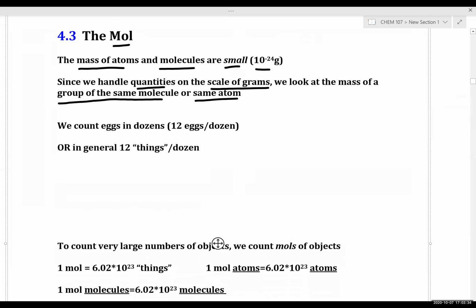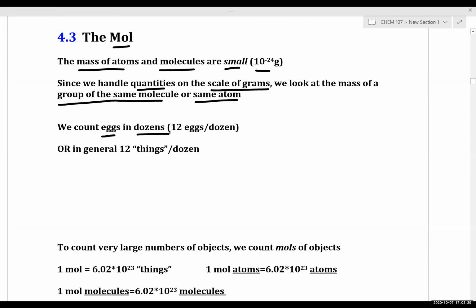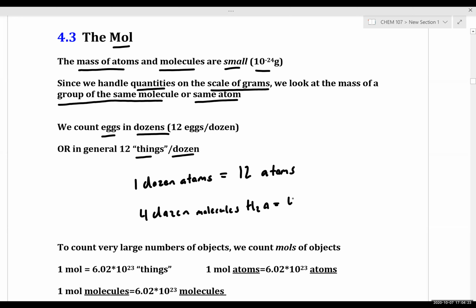Now, to help us understand this analogy, we count eggs in dozens, right? This is a unit of counting. A dozen implies that we have 12 things per dozen. So for example, if we have 1 dozen atoms, we would have how many atoms? What does a dozen represent? 12. Well, exactly right. By the same token, if we have 4 dozen molecules of water, this would correspond to 48 molecules of water. Okay, so we can use a dozen to describe a group of atoms.